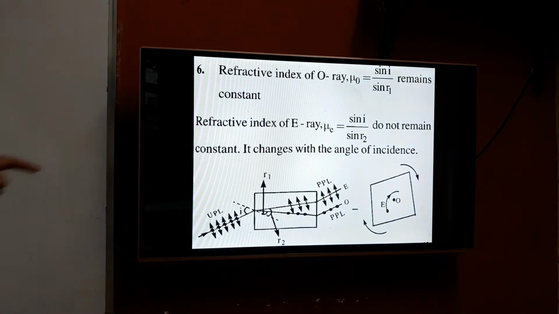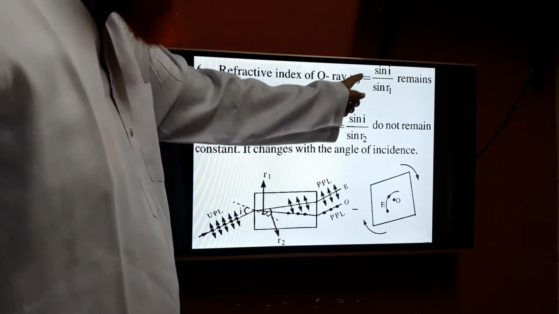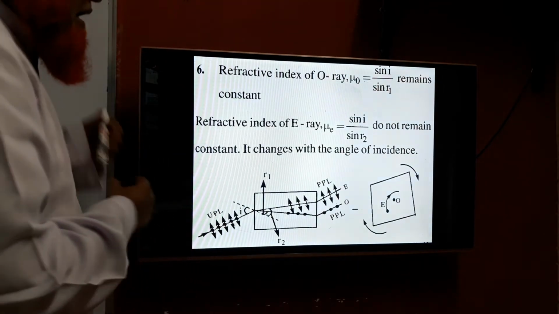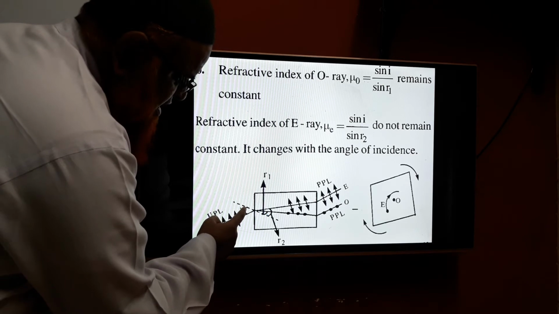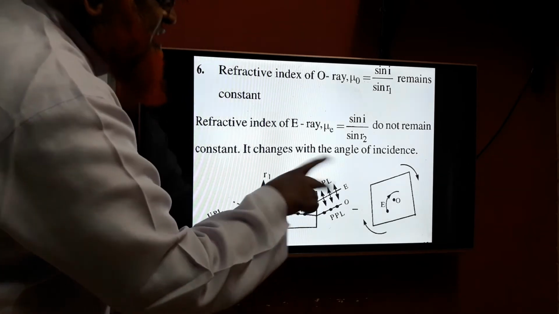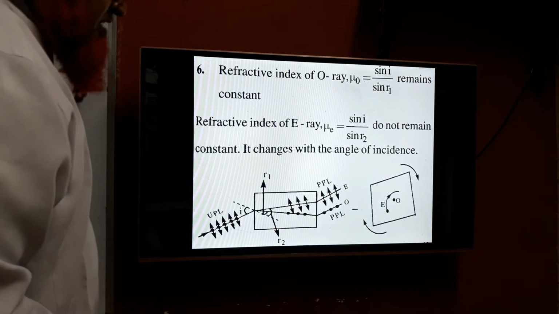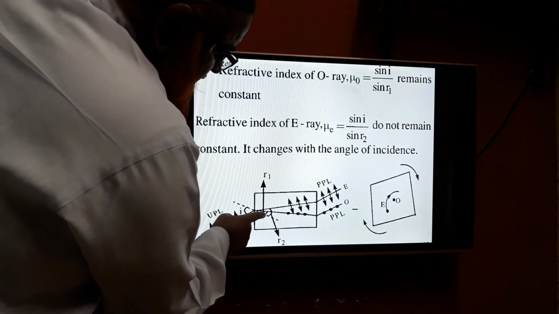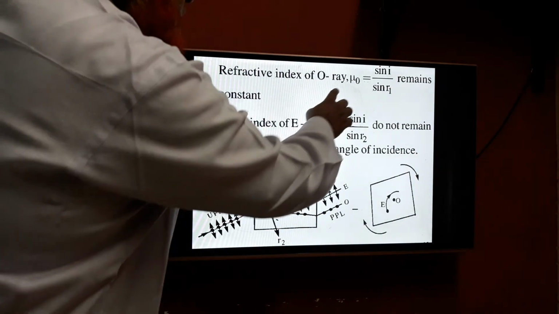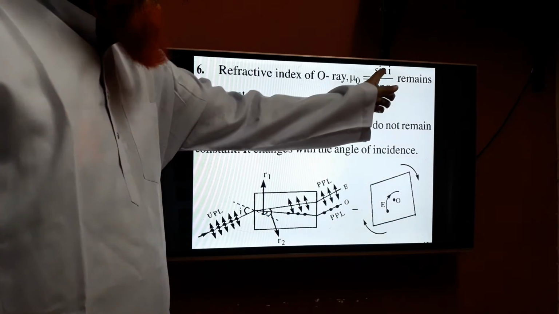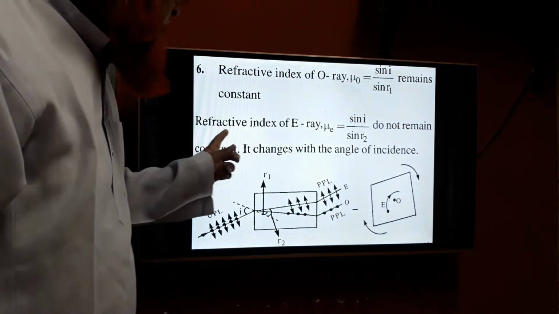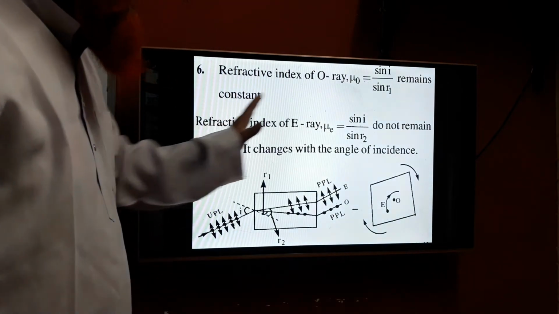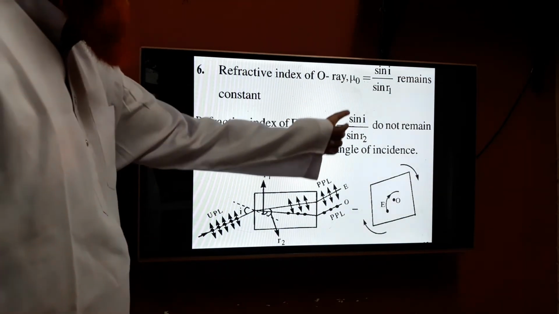So how can we explain this? The refractive index of the ordinary ray is sin I by sin R1. For the ordinary ray it is sin I by sin R1. Why sin R1? Because the angle of incidence is the same here, whereas the angles of refraction are different for ordinary as well as extraordinary. For extraordinary it is R2, for ordinary it is R1. Therefore, the refractive index for ordinary is sin I by sin R1, and the refractive index for extraordinary is sin I by sin R2. Like this we get two different refractive indices.